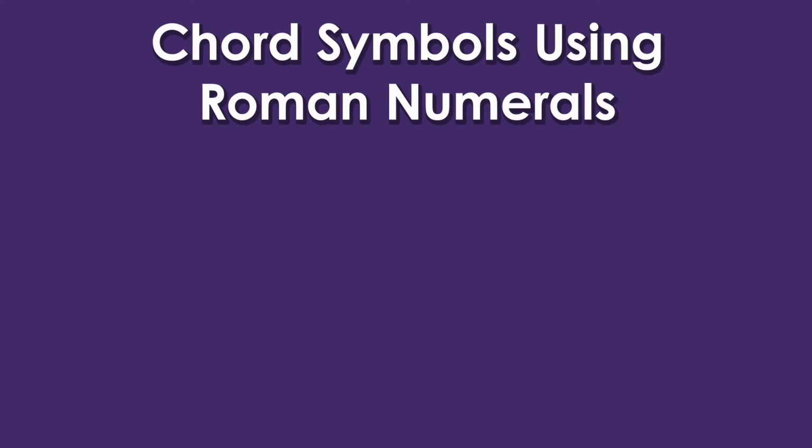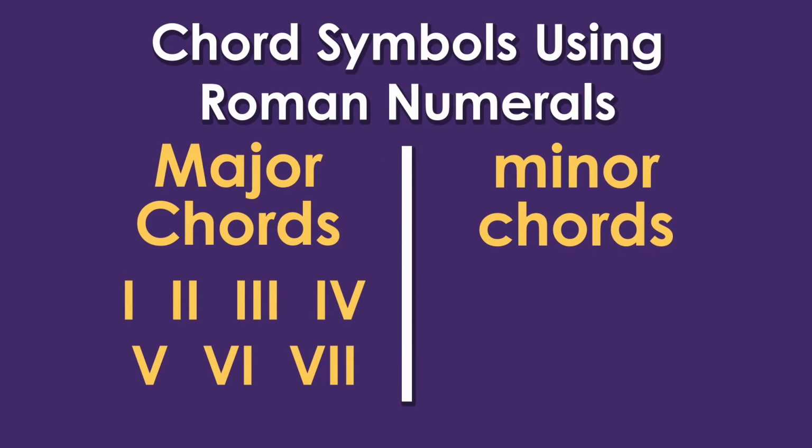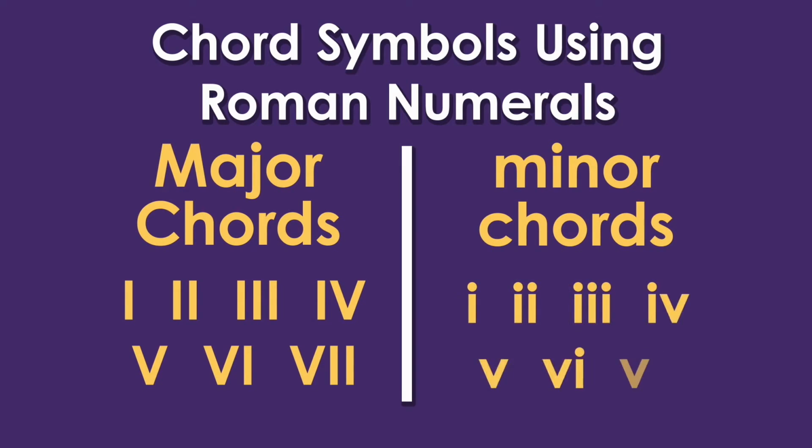The Roman numeral system is more common in classical music theory. So even though the letter system is more popular in sheet music and tablature, if you're taking a music theory class in high school or university, odds are you're going to be using this Roman numeral system. So in the Roman numeral system, major chords are represented by an uppercase Roman numeral, and minor chords are represented by a lowercase Roman numeral.